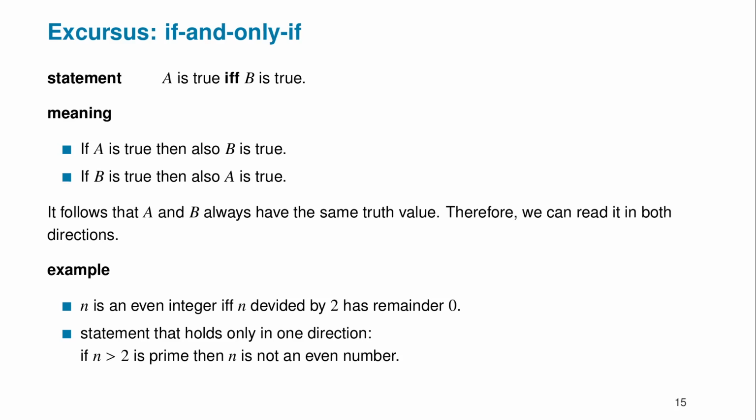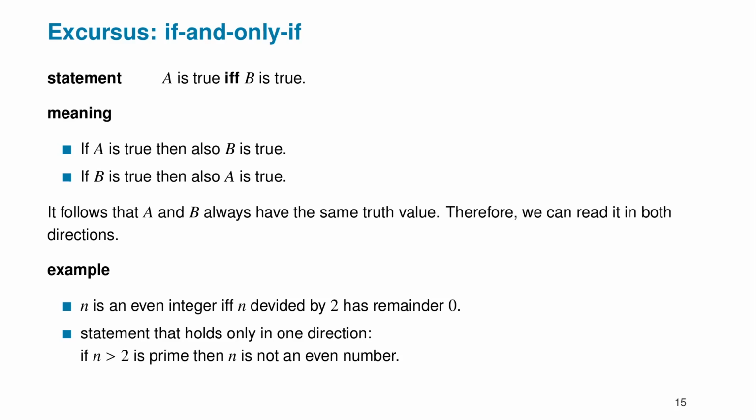It is not always the case that a statement holds in both directions. It can also hold only in one direction or in no direction. Each of the directions has to be proven. If you write such a statement as a definition, then it's given that it holds. Here I have an example of a statement that only holds in one direction. If n is larger than 2 and it is prime, then n is not an even number, so it's an odd number.